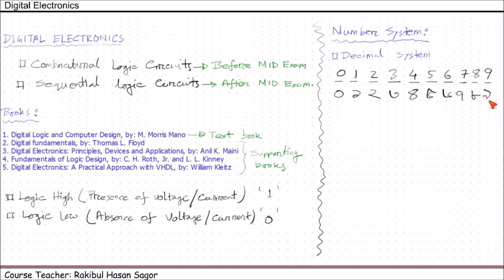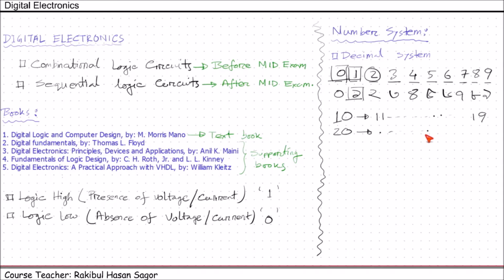For example, what is the next number? That is 10. So we use these two symbols, 1 and 0. After 9, the number that is used, we will use 1 and 0. We'll take help from these two symbols, and in this way we'll proceed. The next number will be 11. In this way we'll go up to 19. After that, if we want to represent our next number, again we'll use another symbol, that is 2 and 0. In this way we'll proceed.